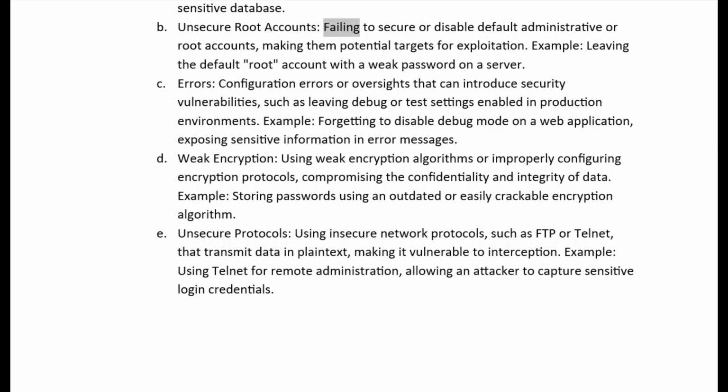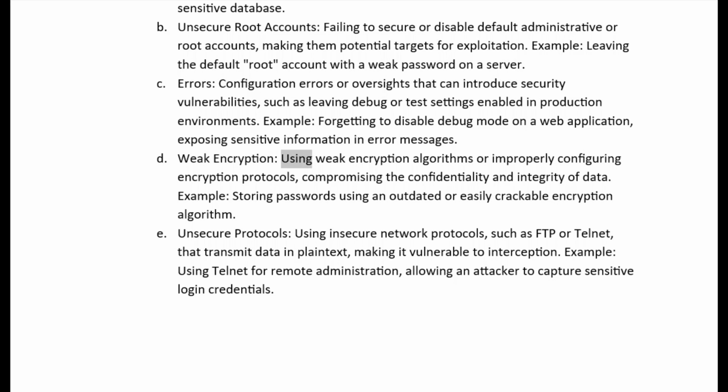Unsecure root accounts, failing to secure or disable default administrative or root accounts, making them potential targets for exploitation. Example, leaving the default root account with a weak password on a server. Errors, configuration errors or oversights that can introduce security vulnerabilities, such as leaving debug or test settings enabled in production environments. Example, forgetting to disable debug mode on a web application, exposing sensitive information in error messages.